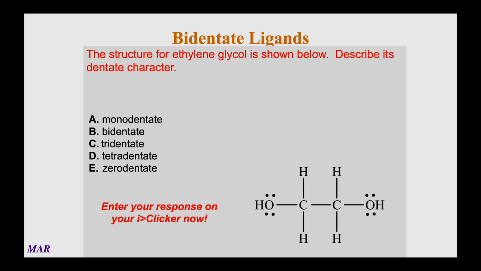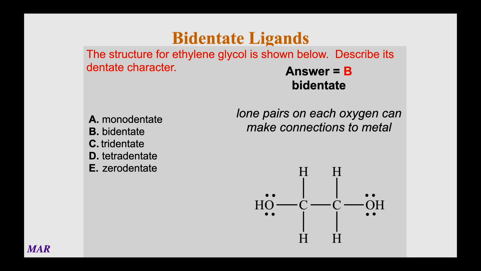If we wanted to figure out how many teeth this thing could have, what you want to do is look for the number of lone pairs. And you can see that there's an OH on the left and an OH on the right. So I would argue that this is a bidentate structure. If you have a lone pair, you have at least the potential for making a connection to a metal atom. Now, the lone pairs can't be right next to each other. You have to have a couple of atoms between them just to keep the distance apart. But I think ethylene glycol could totally be a bidentate ligand looking at that.